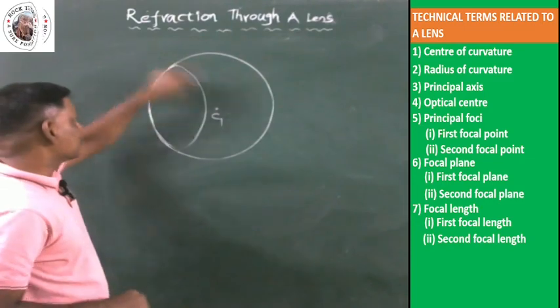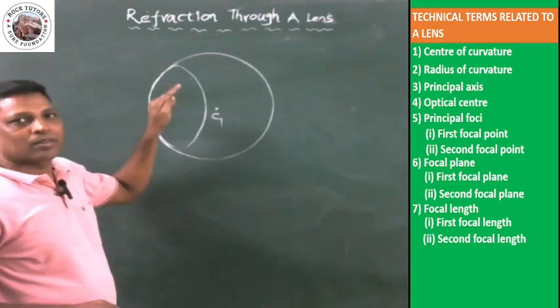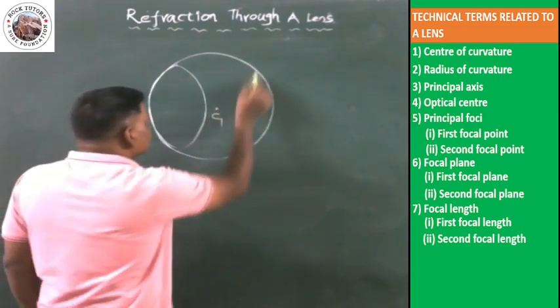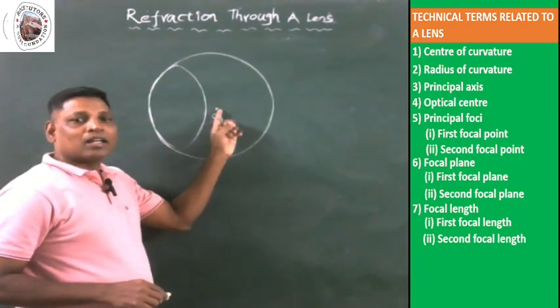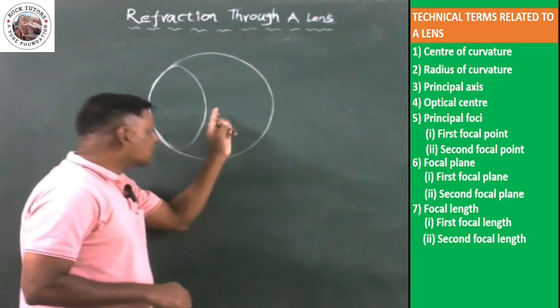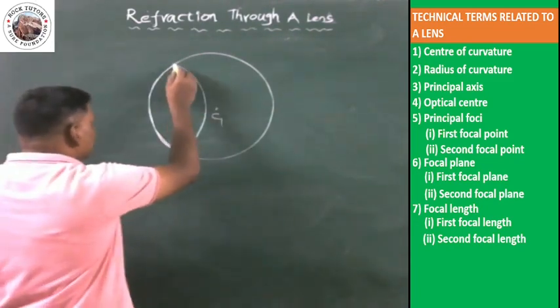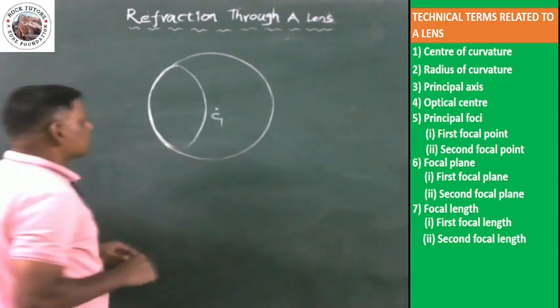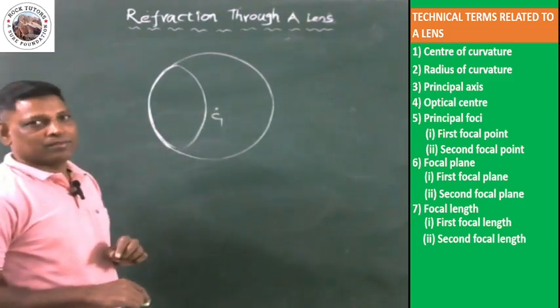If you cut the sphere, this is a part. This means this part is a part of the sphere. Now, this is the center of the sphere. This is called the center of the sphere. This same center is the center of this curve also. That's why this is called a center of curvature.